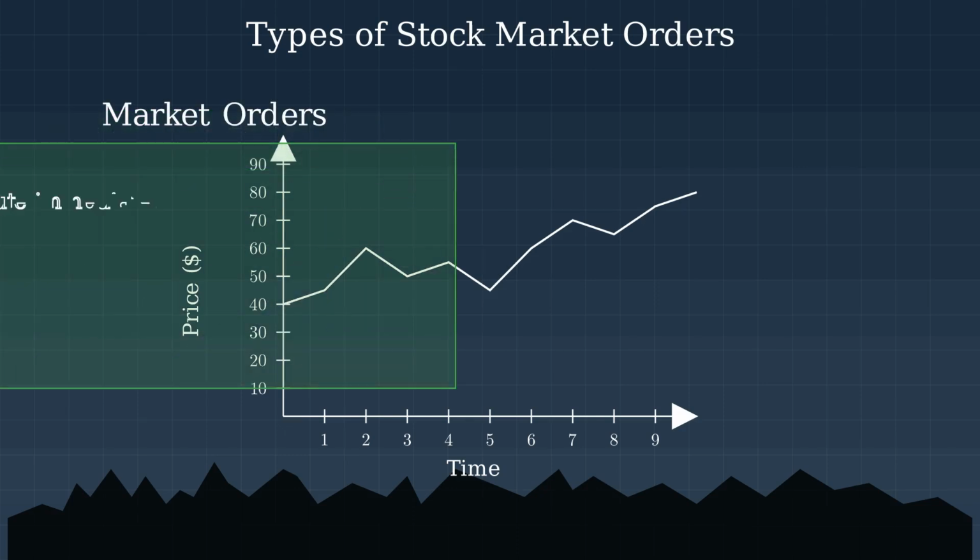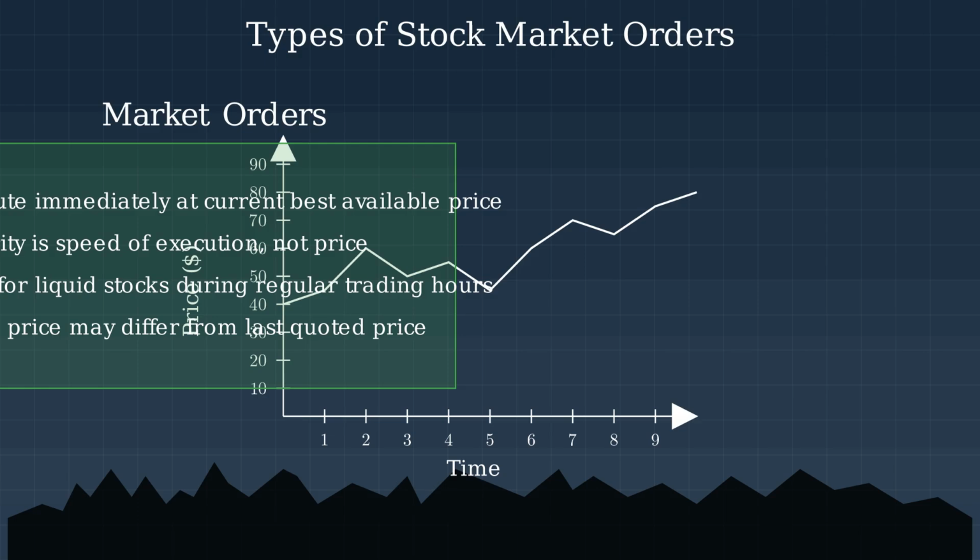Market orders execute immediately at the current best available price. They prioritize execution speed over price precision. When you place a market order, it will execute at whatever the current market price is, which could be different from the last quoted price you saw.